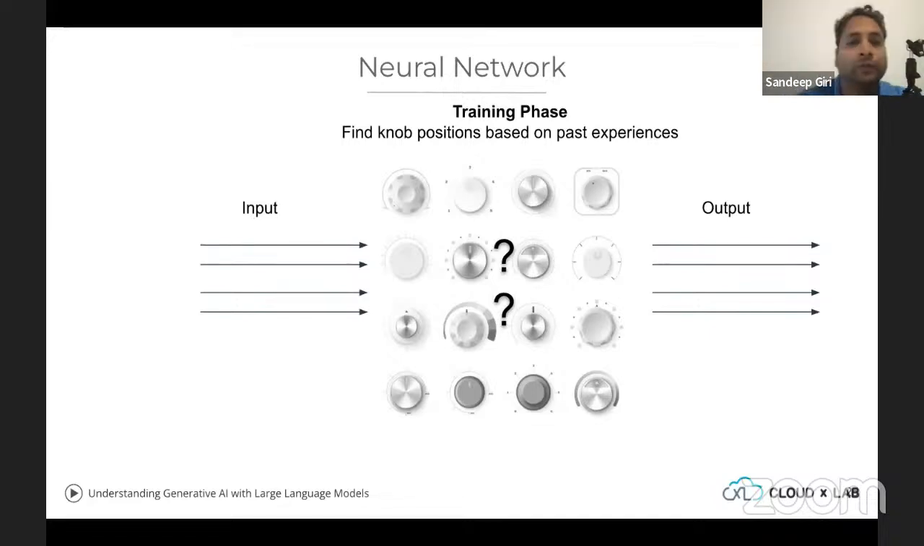Okay, I hope you are able to visualize. I hope you guys are able to map the analogy of taking a bath to the neural network. No?